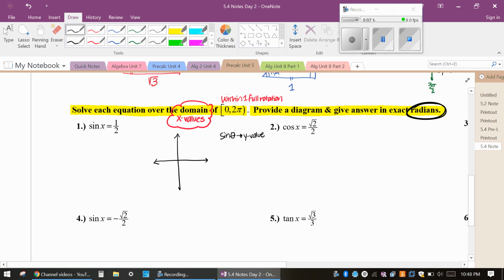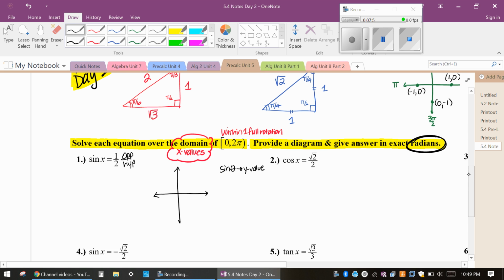Where is the y value positive? Which quadrants is the y value positive in? Quadrants 1 and 2. Now what we need to do is we need to say, okay, well, what reference angle gives me a sine of 1/2? Remember that sine is opposite over hypotenuse. Which triangle, 30, 60, 90, or 45, 45, 90, would give me a sine of an angle that would be 1/2? Well, let's take a look.